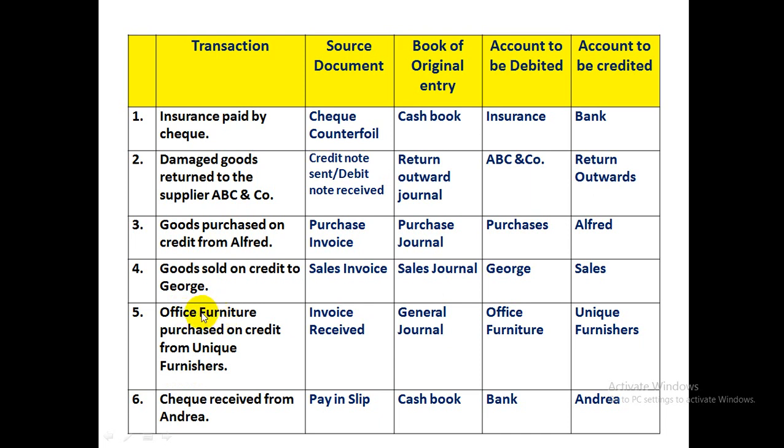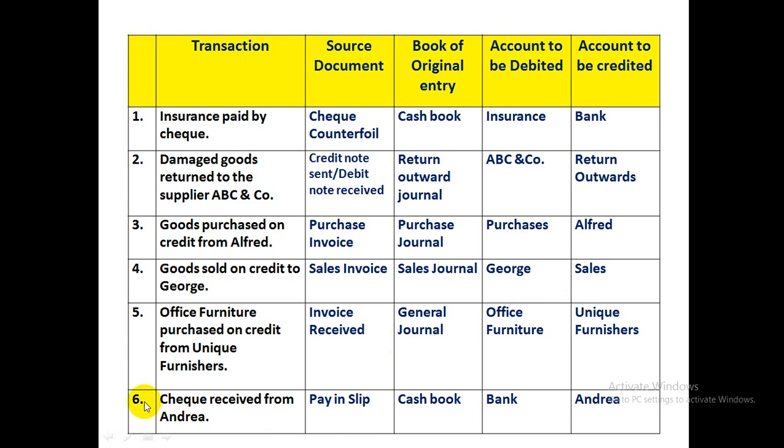Therefore, it must be recorded in the journal. The book of original entry from where we can get the information about this transaction is journal. The invoice received after purchasing the goods from Unique Furnishers will give us the information about this transaction. The account to be debited is office furniture. Because it's purchased on credit, therefore trade payables of Unique Furnishers will be credited.